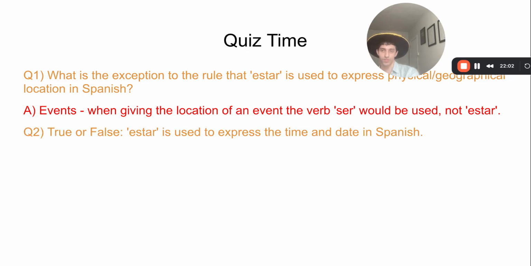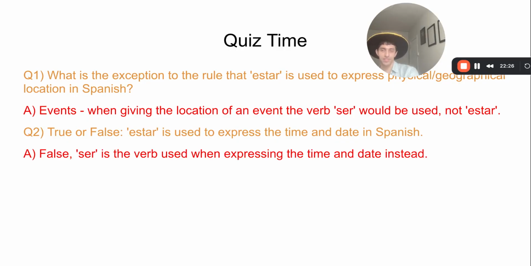Okay, number two is true or false. Estar is used to express time and date in Spanish. Which verb should you use to express the time and date in Spanish? Try and think back. Okay, now I'm going to show you the answer for this. So this is false. Ser is the verb used when expressing the time and the date instead. Yeah, whenever you express time and date, you would inevitably use the verb ser in Spanish.